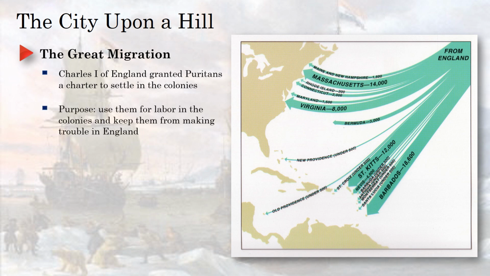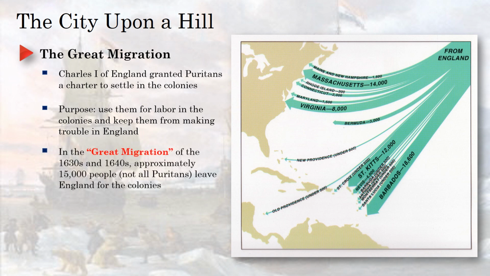And the purpose for Charles doing this is, well, we can use them for cheap labor in the colonies. And as we know, the colonies are cash cows. And we can keep them from making trouble in England. So if they want to go and read the Bible in their own weird way over in Barbados, what trouble is that to us?